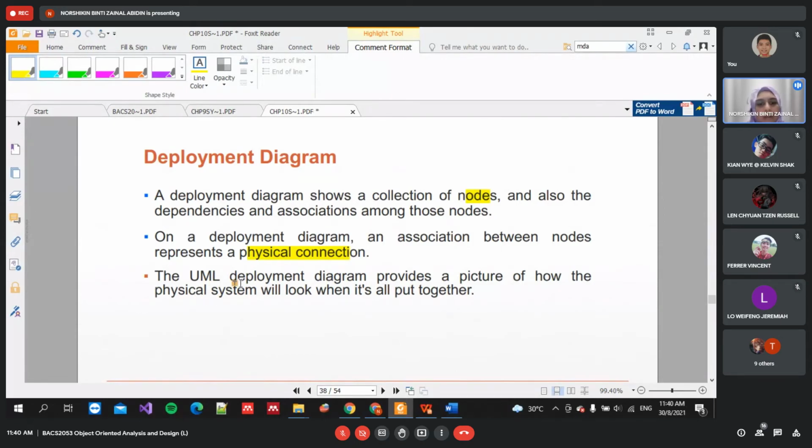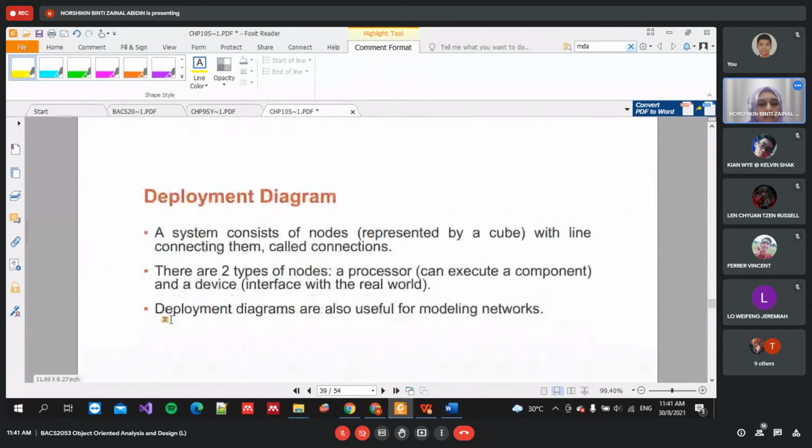The UML deployment diagram provides a picture of the physical system, for example how our server and our PC will look when we put them together in a diagram. Okay, there is an example. A system consists of nodes represented by a cube with lines connecting them called connections. Same as the previous one, the line, the association, is called a connection. What is the connection between this node and this node?